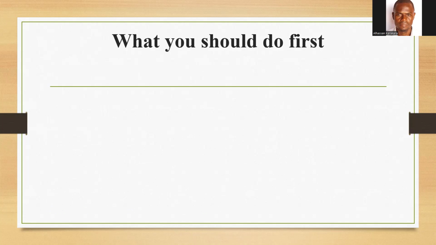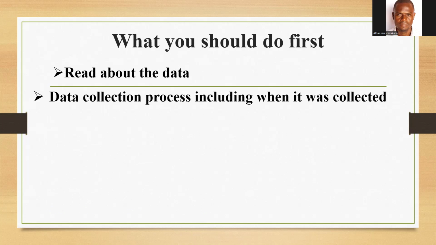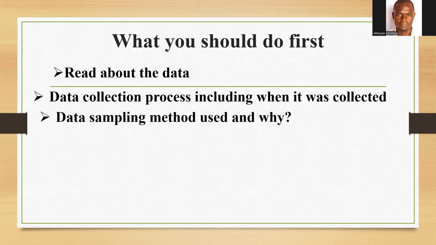So in this instance, what you should do first when you get survey data is to try to read about the data. When data is published, it comes with a report. So try to get the report and read about the data. In reading about the data, read about the data collection process, including when it was collected, how the data was collected, the data sampling method that was used, and why they used such a sampling method.